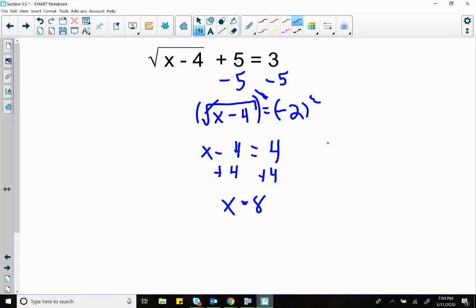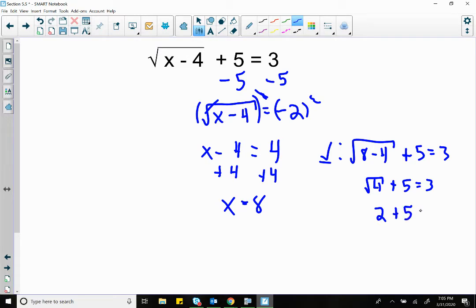But again, we got to check it. So if we plug in, we've got 8 minus 4 plus 5 equal to 3. So 8 minus 4 gives you the square root of 4 plus 5 equal to 3. Square root of 4 is 2 plus 5 equal to 3. Does this check out? No, it doesn't. It tells us that we have 7 equal to 3. So this answer right here, you have to completely throw out because it does not work. It does not check out.